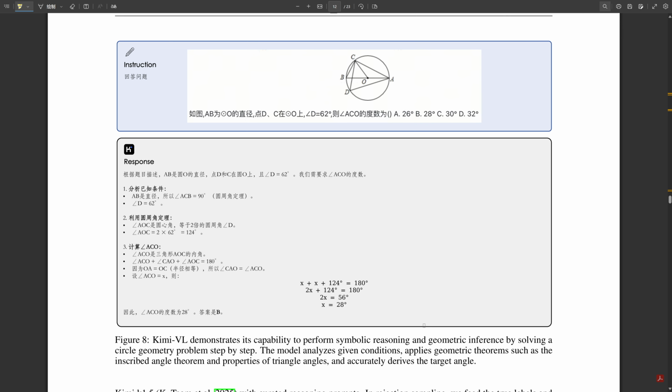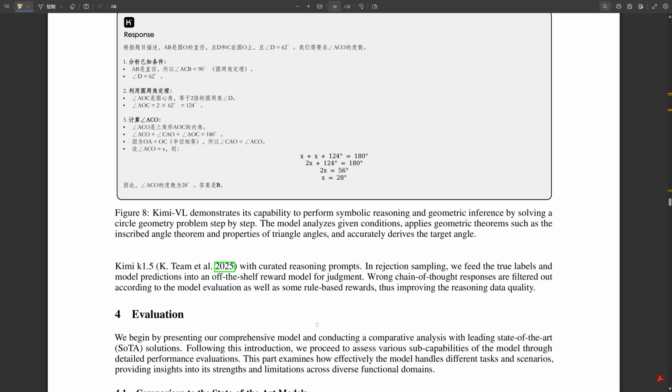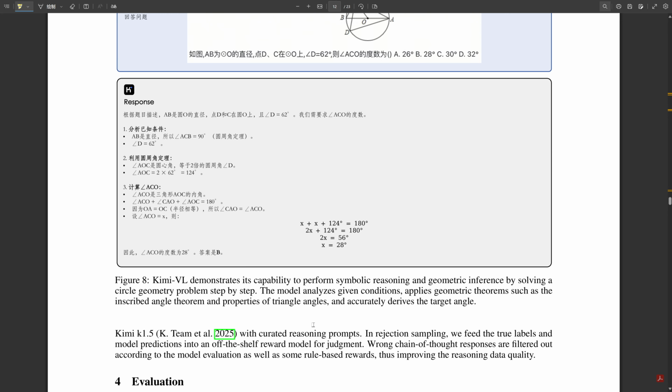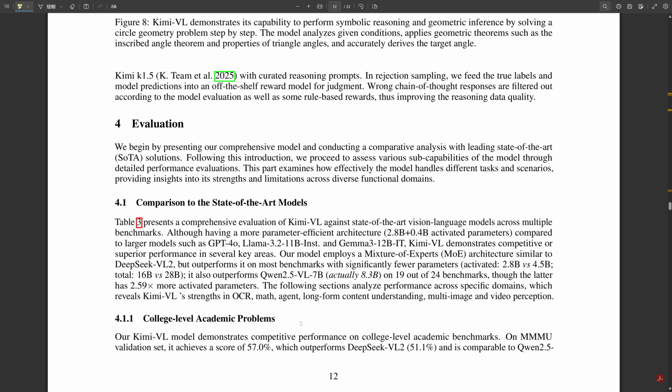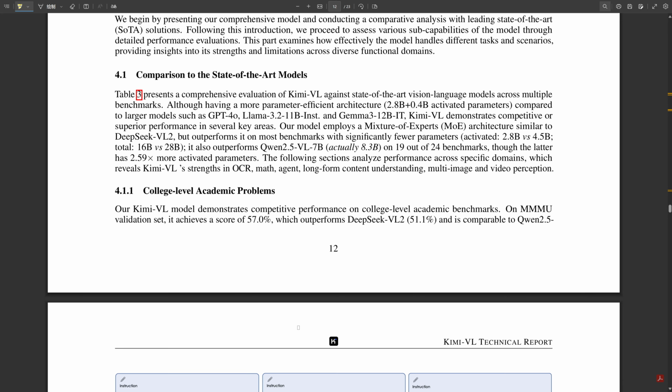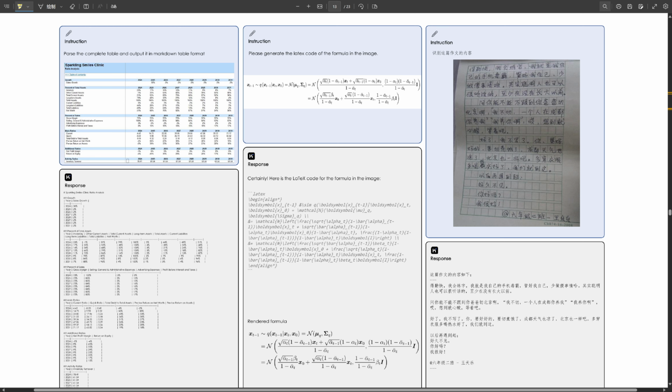And what about Kimi-VL thinking? How does it perform on those complex reasoning tasks? Kimi-VL thinking shows significant improvements on reasoning benchmarks like MMMU, MathVision, and MathVista. And it achieves this while still being very efficient, using only 2.8 billion activated parameters.